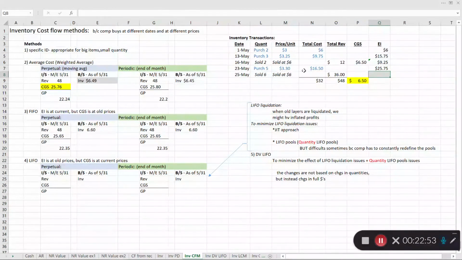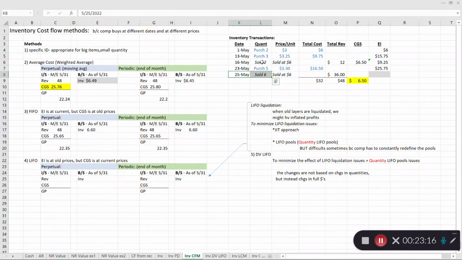So then the question comes up again. If I sell 6, where are these coming out of? Well, we're using last in, first out. So these are now the last in on my analysis on May 25th. So I'm going to cost 5 at 330. And then the last one, I'm going to cost it out from the 325 layer.